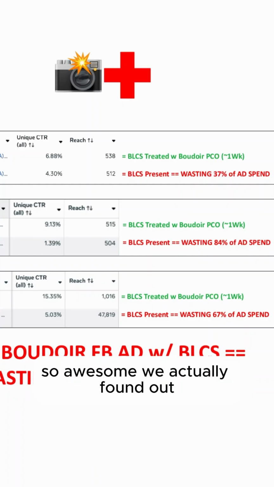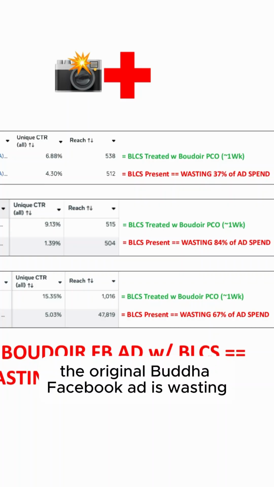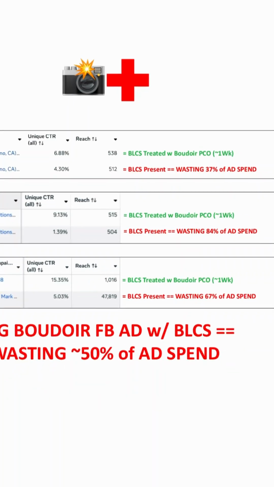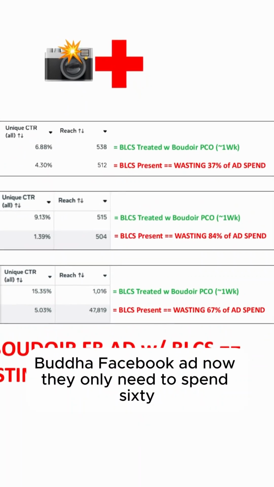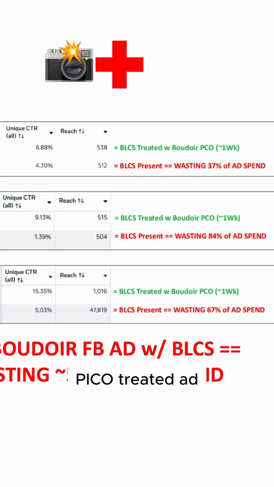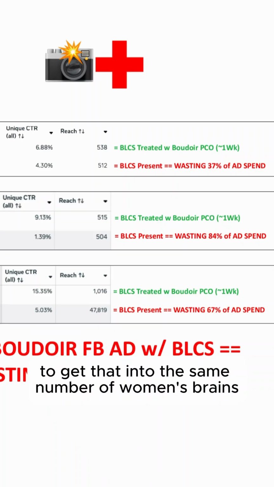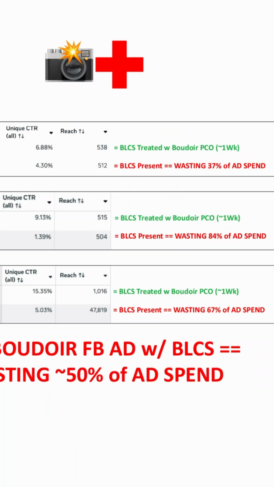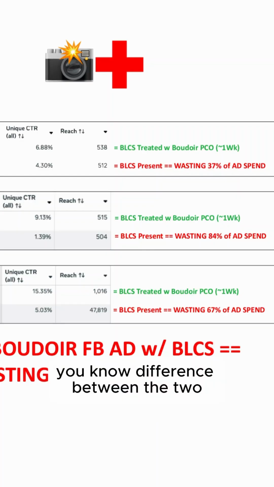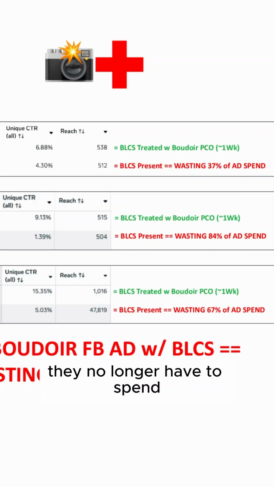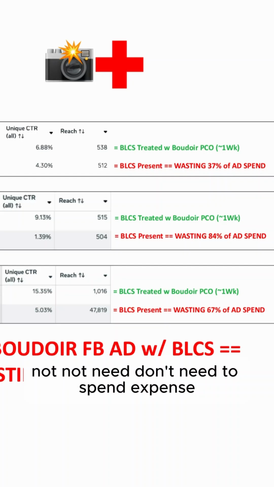So awesome. We actually found out the original Boudoir Facebook ad is wasting 37% of ad spend. So if they spend 10 grand a month on the original Boudoir Facebook ad, now they only need to spend 6,300 bucks a month on the new Boudoir Pico treated ad to get into the same number of women's brains. So at 3,700 bucks difference between the two, they no longer have to spend. They pocket that as a don't-need-to-spend expense.